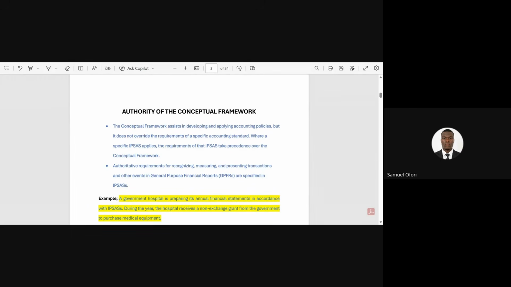So as I earlier mentioned, when you are preparing your financial report, you are guided by the IPSAS, and not the conceptual framework. The conceptual framework does not have any authoritative requirements over the IPSAS. All right, please, any questions for us to discuss?